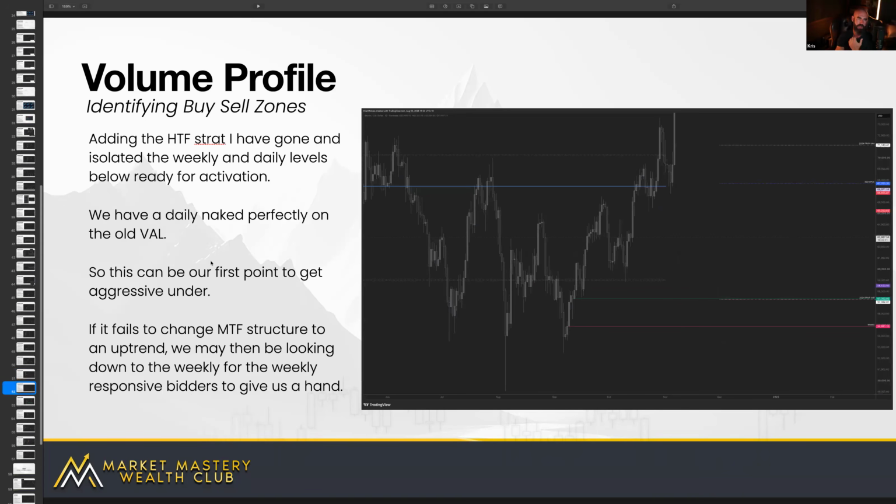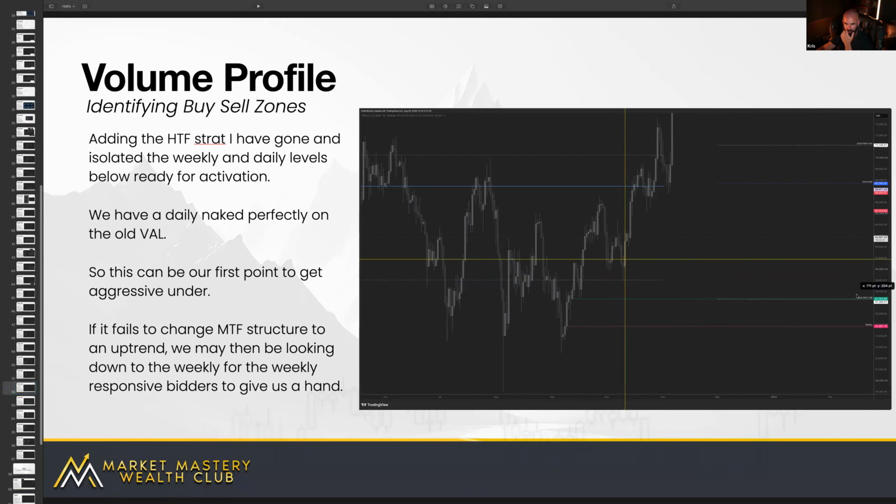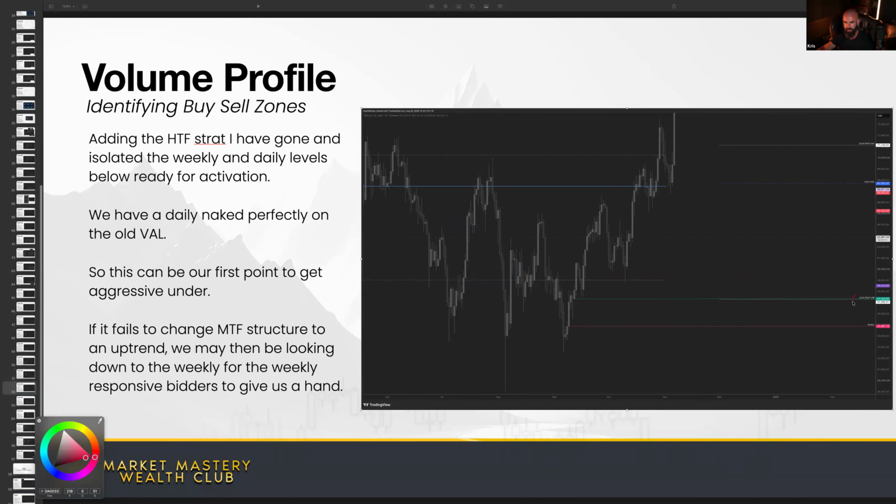So adding the high time frame strat, I've gone and isolated the weekly and daily levels below, ready for activation. We have a daily naked perfectly on the old value area low. Okay, so again, this is what I was talking about. Value area low down through here. Which one was that from? It's kind of confusing, but anyway, we've got this daily level through here, and that's confluent with that level too, right? And here's your local value area low.